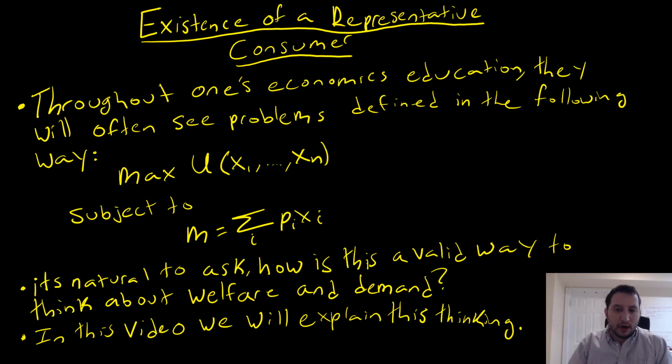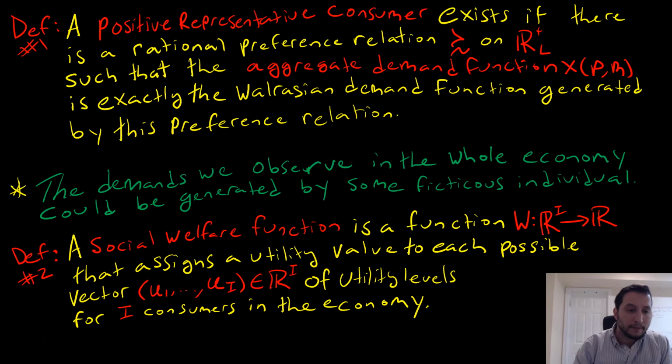In this video, we are going to talk about the existence of a representative consumer. Throughout one's economics education, they will often see the following problem defined in this way: maximizing some utility function subject to a budget constraint. It's natural to ask, is this a valid way to think about welfare and demand? In this video, we're going to talk about this type of thinking.